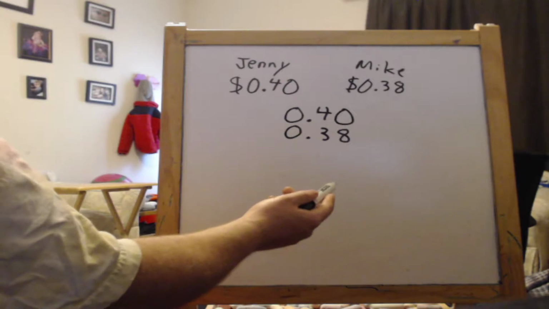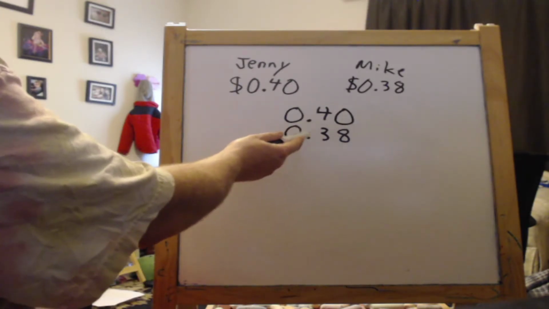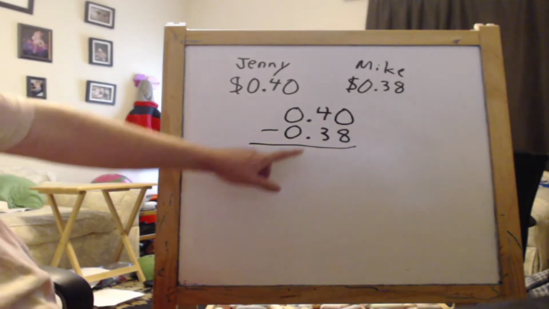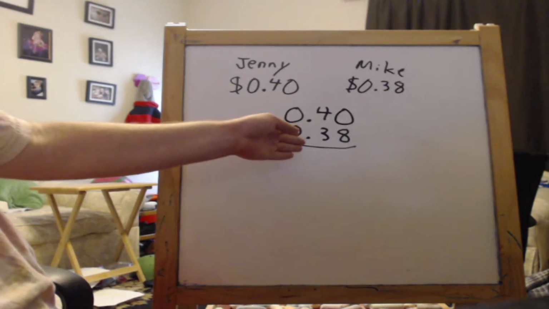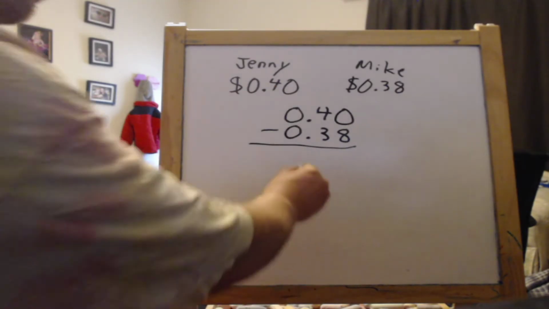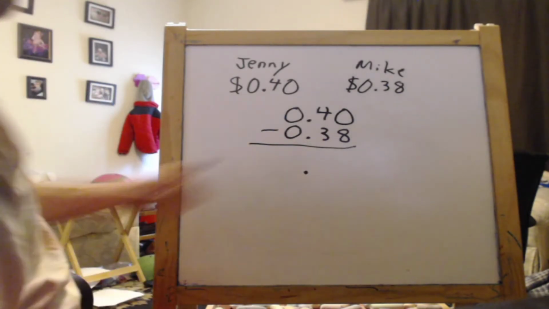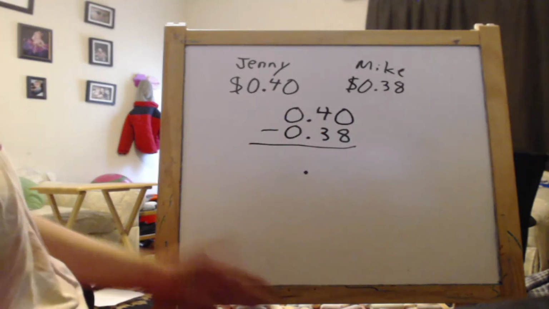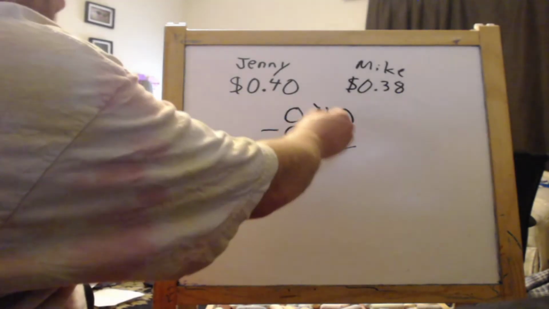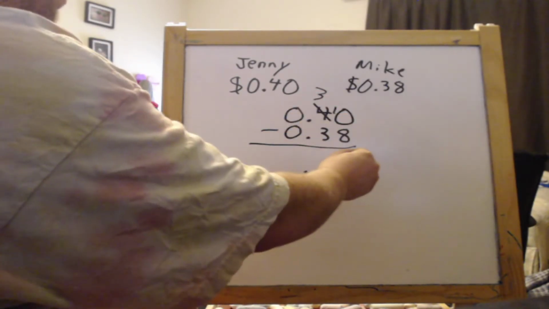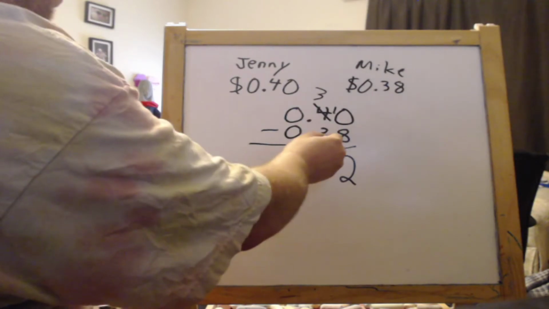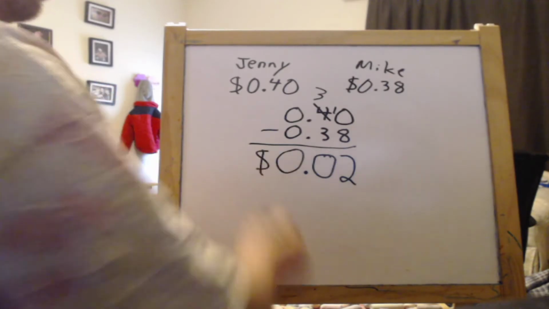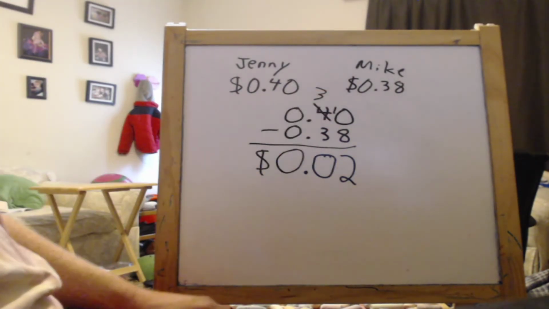Now, if we were to add or subtract, the best way is to do this same thing, and let's just subtract. The key with subtracting decimals is lining up the decimal. Then, whether adding or subtracting, you bring the decimal down exactly where it is, and then you subtract like normal, right? So 0, you can't subtract 8. So 10 minus 8 is 2. So Jenny would have 2 cents more than Mike. Okay?